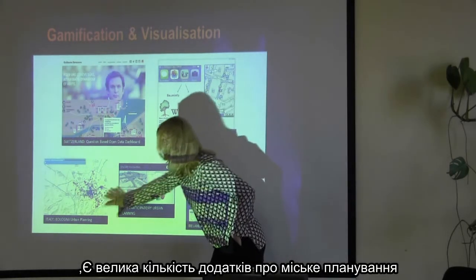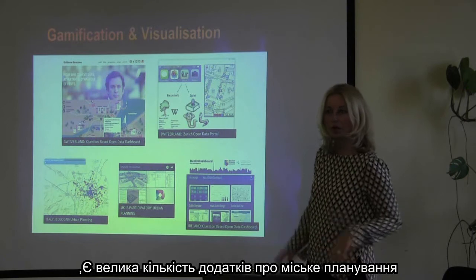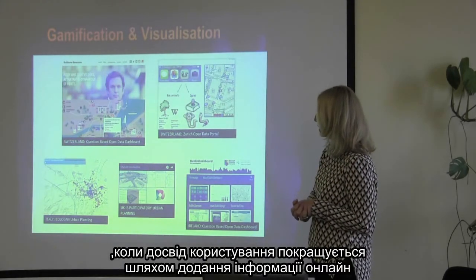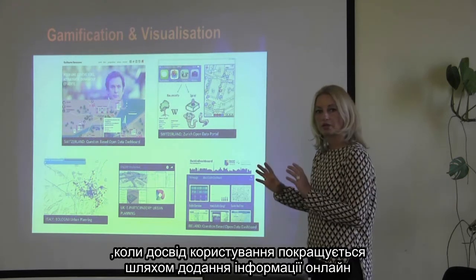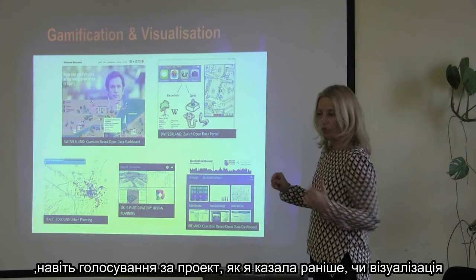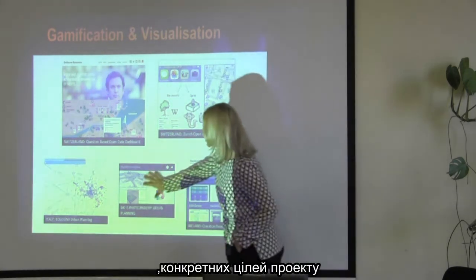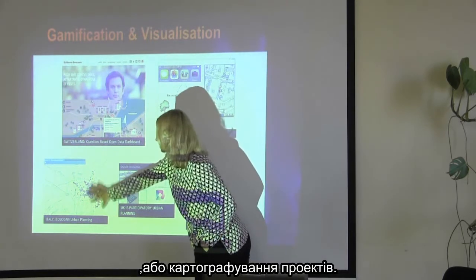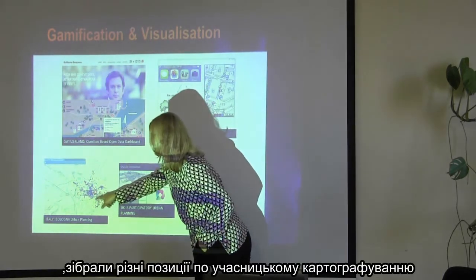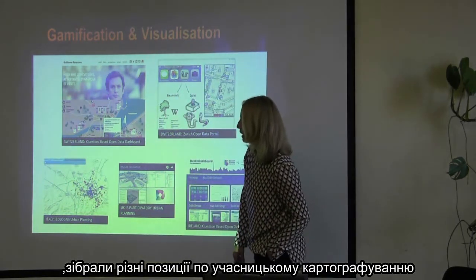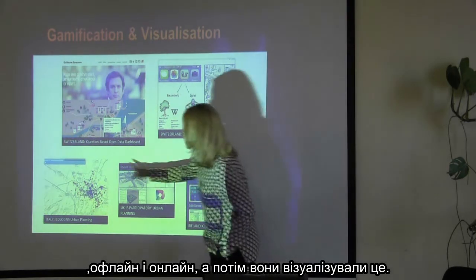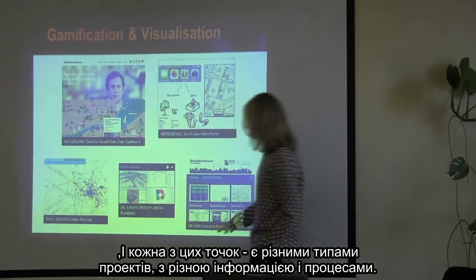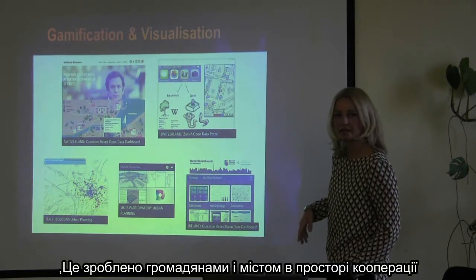You have quite a lot of applications emerging in urban planning situations, or participatory budgeting, where the experience is enhanced by putting certain information online, either voting for projects, as I said earlier, or increasingly visualizing what certain proposed projects would look like, or mapping projects online. So for example, this is in Italy, in the city of Bologna, where each of these points, it was done through participatory urban planning approach, offline and online, and then they visualized it, and each of these dots is a different type of a project with different information and process. It is done by citizens and the city in a collaborative space.